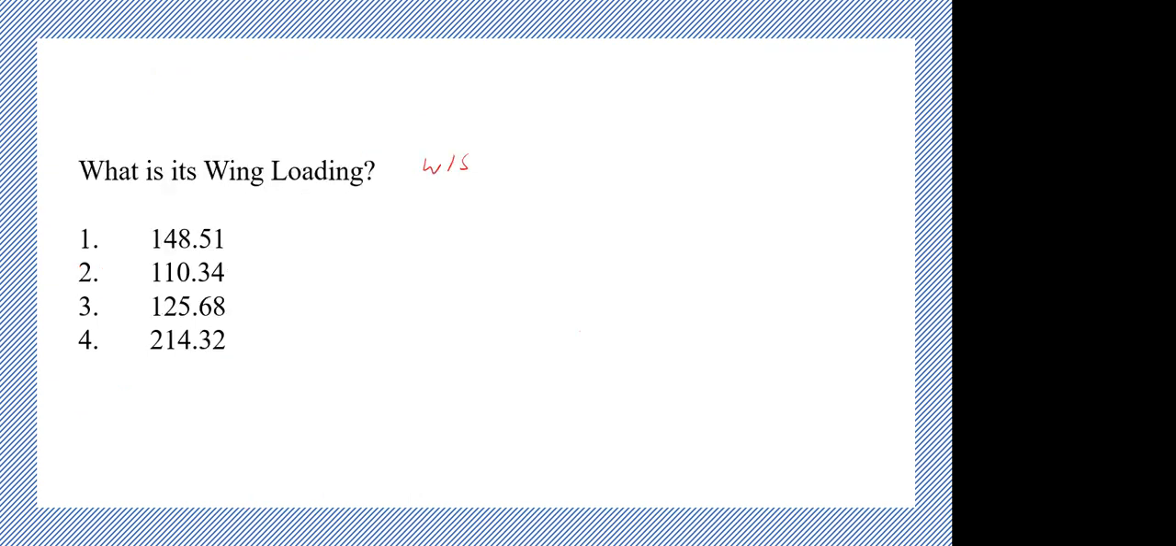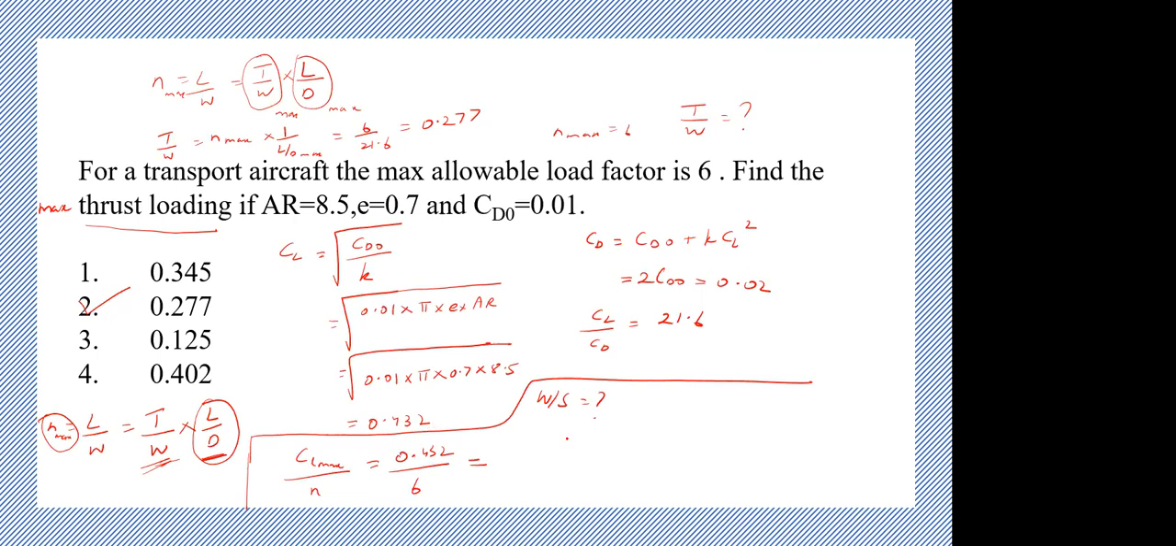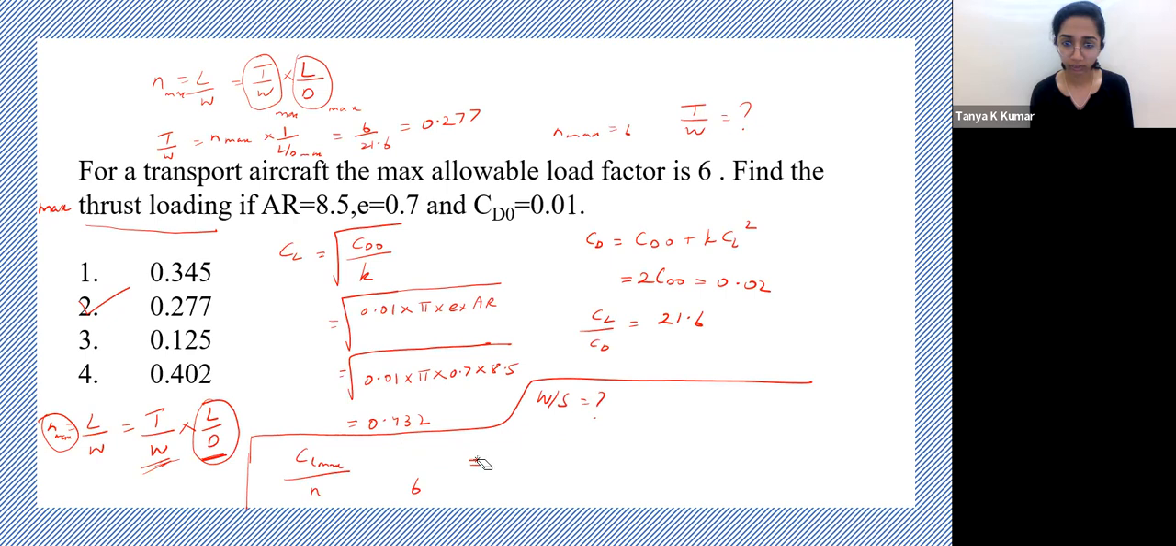Point 0.072. That is not one of the options. Where have we made the mistake? No, ma'am, in this formula, pressure is also included, right? So that's not given. Sorry.